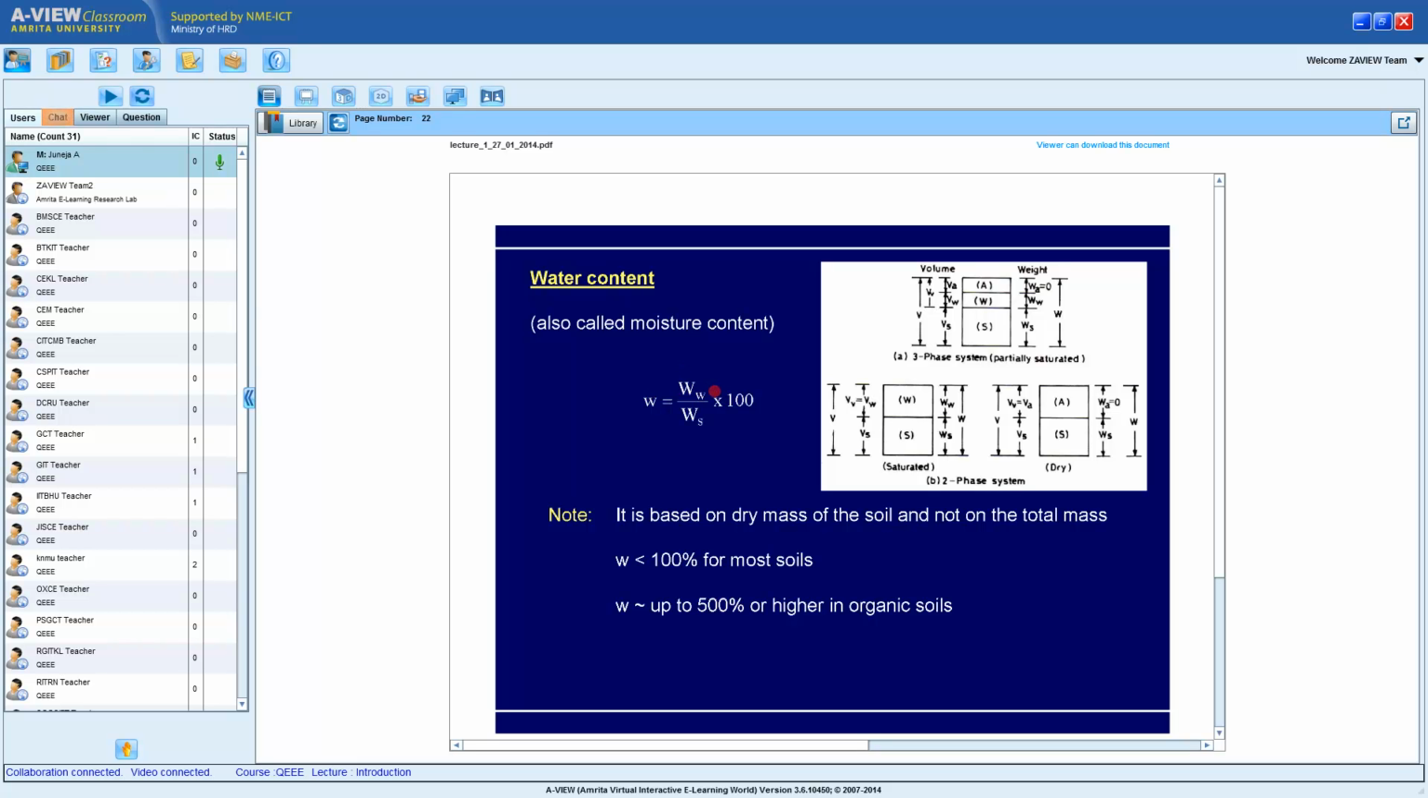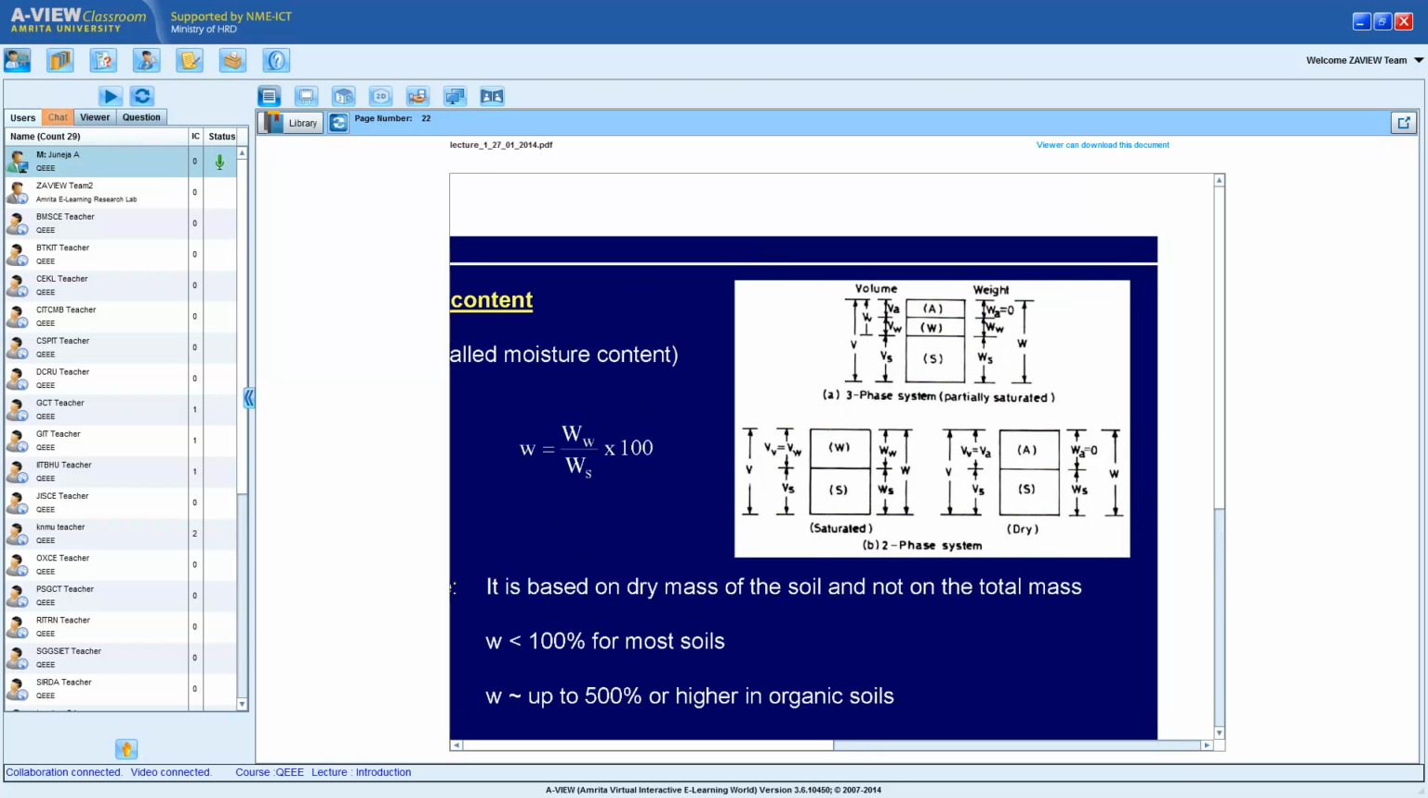So it's a ratio of weight of water, or the mass of water, to the weight of solids, or the mass of solids. I'm not sure if the figure is very clear on your screen, but it is weight of water divided by weight of solids. This is water content for us.